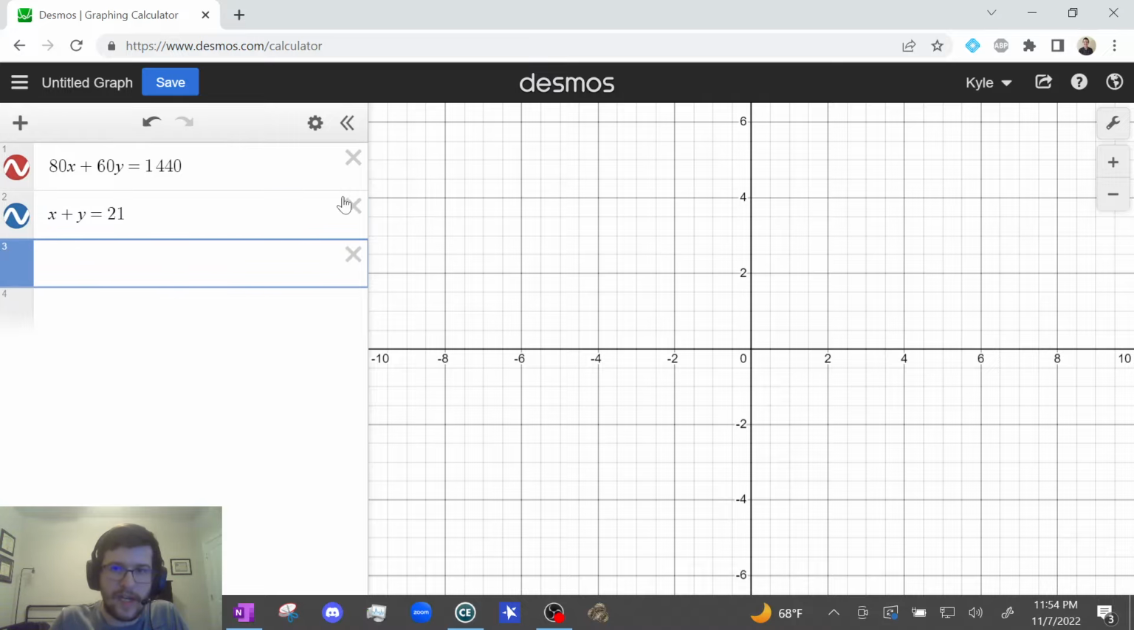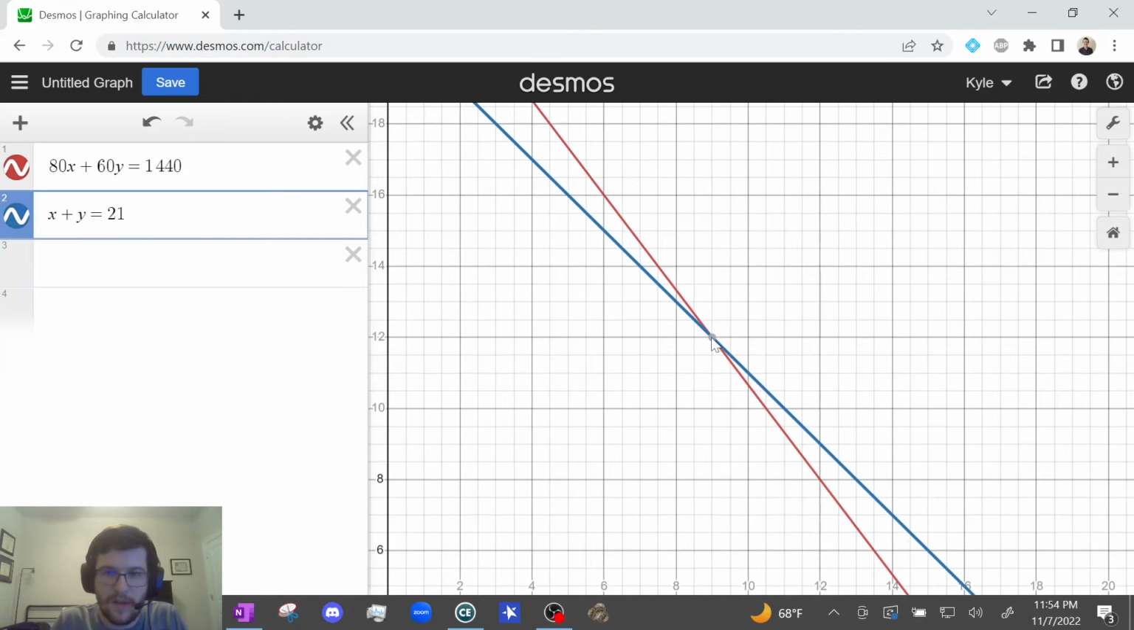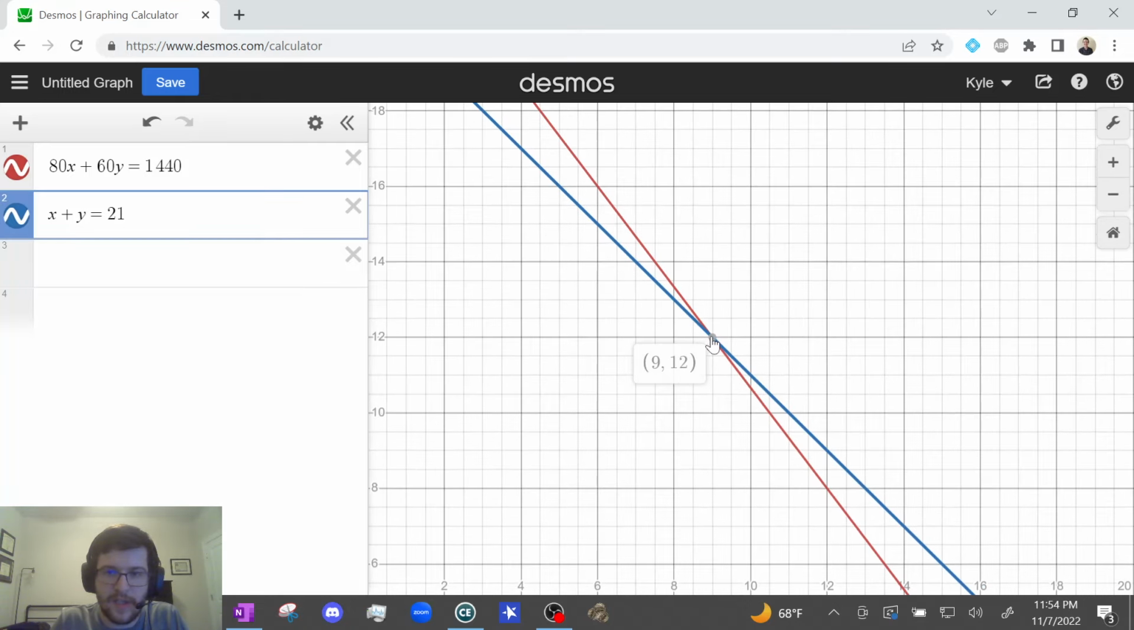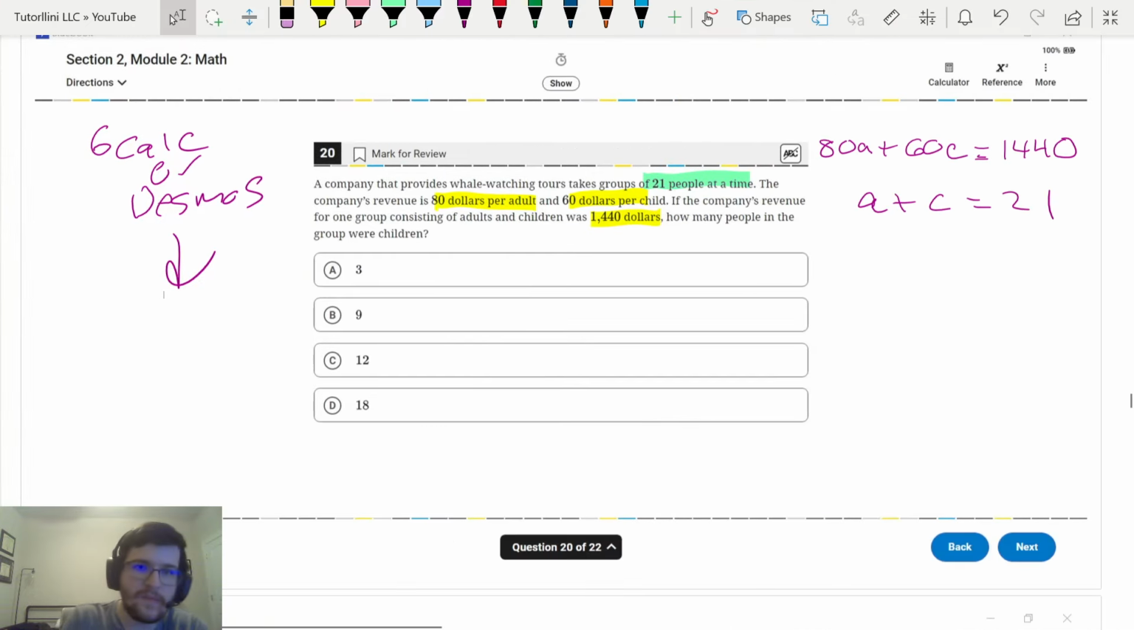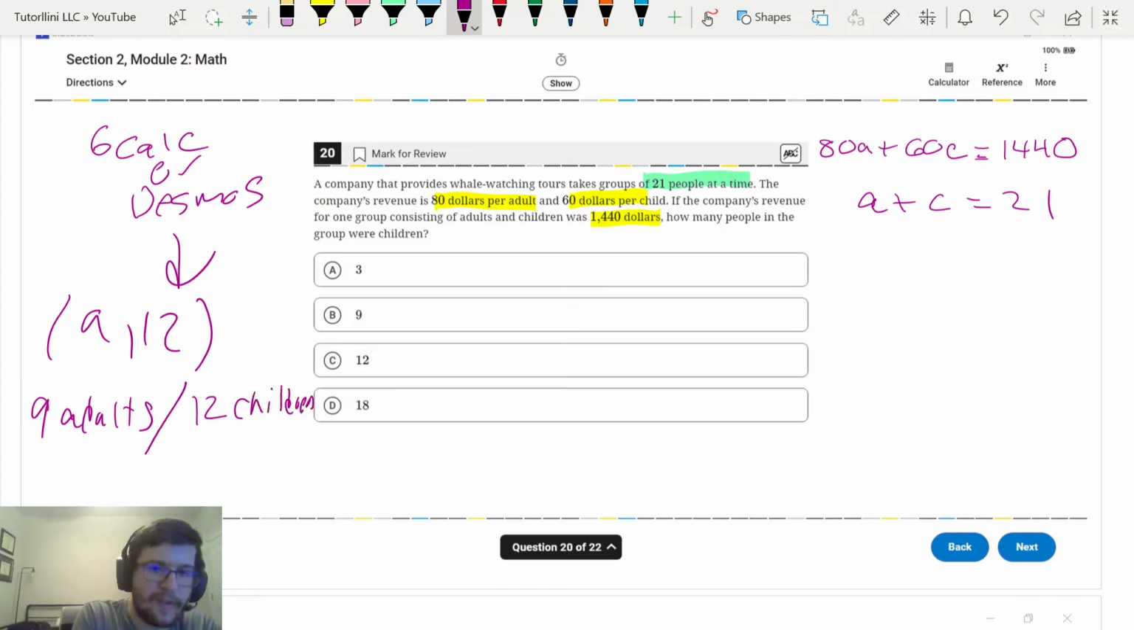21. And I can't see where they intersect, so I'm going to zoom out. Oh, they intersect over here. Let me zoom in. And as you can see, it's 9, 12. And remember, I made X was A, so that was the adults, and then Y was C, that was the children. So we go back to here, and we go 9, 12. And that means there was 9 adults, because I made A the first letter, and then C the second letter, so that's 12 children. And the question asked for how many children, so the answer is C, 12 children.